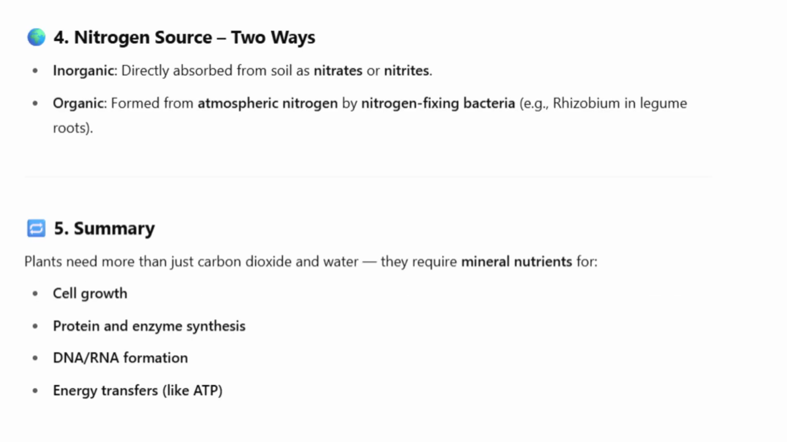4. Nitrogen source, 2 ways. Inorganic: directly absorbed from soil as nitrates or nitrites. Organic: formed from atmospheric nitrogen by nitrogen-fixing bacteria, e.g., Rhizobium in legume roots. 5. Summary. Plants need more than just carbon dioxide and water. They require mineral nutrients for cell growth, protein and enzyme synthesis, DNA/RNA formation, and energy transfers like ATP.